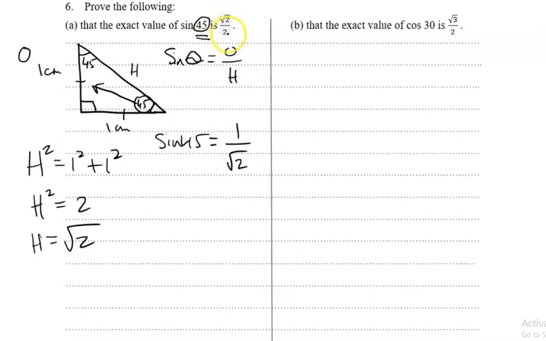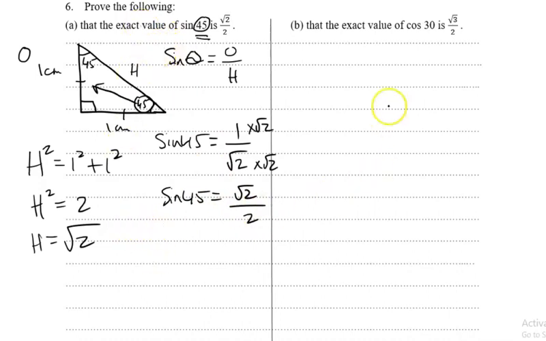Now to get rid of the root at the bottom, we have to rationalize it. So we're going to multiply the bottom by root 2 and the top by root 2. So sine 45 is going to equal root 2 over 2. And we've shown it.